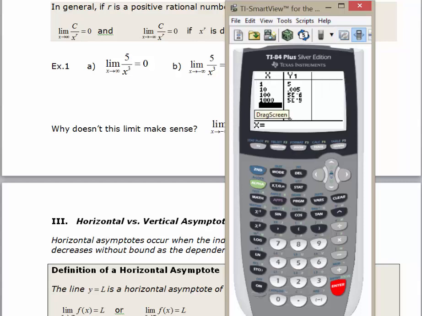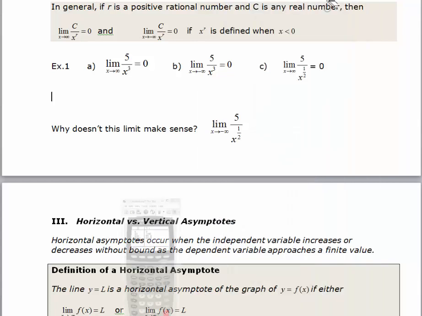So we can use our table to see that a function is approaching 0, or we could use the graph. We can do the same thing if we wanted to let this function approach negative infinity, I can use the same graph.